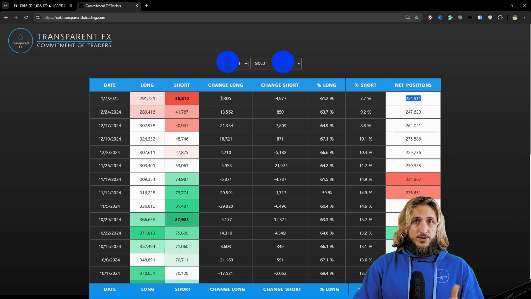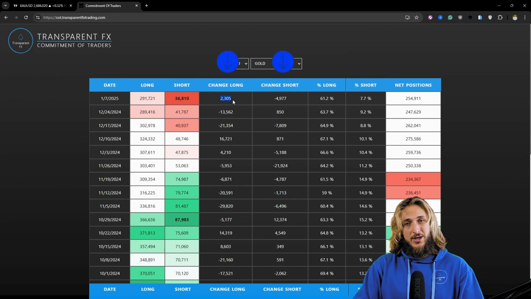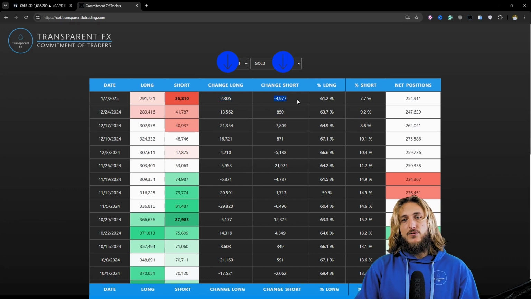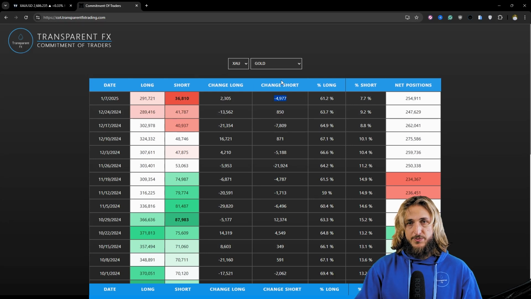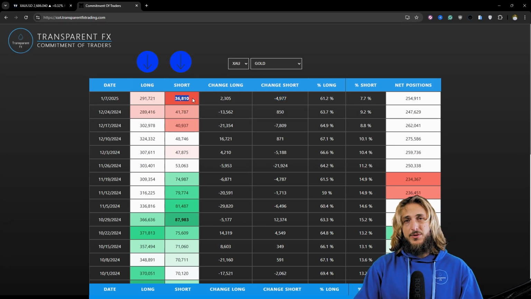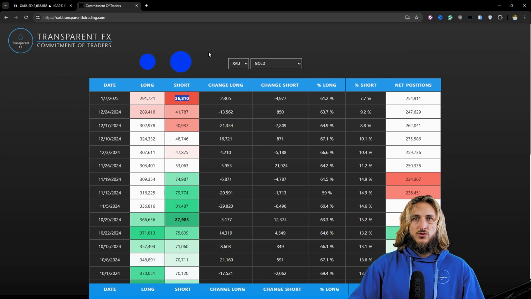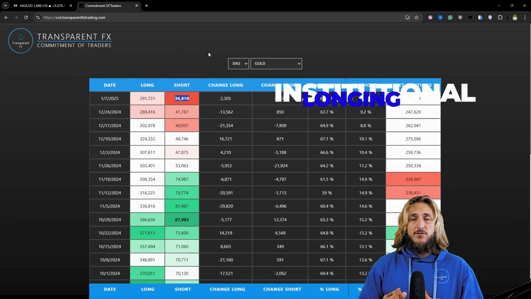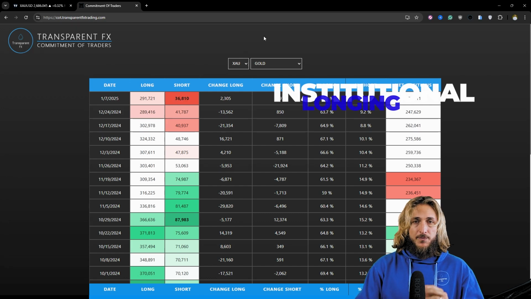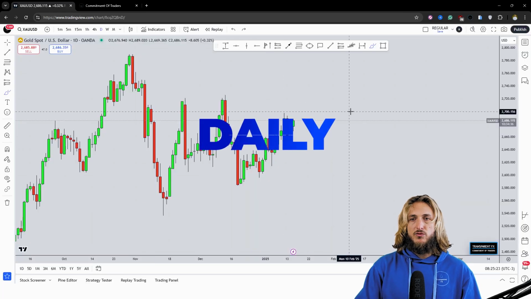So we had a huge increase of net positions with institutions moving back to the bullish side for gold, with the last report showing 2,300 longs added and 4,900 shorts getting closed from an institutional perspective on gold, reaching 291K longs compared to only 36K shorts. So there is a massive amount of longs compared to shorts from an institutional perspective on gold. So let's keep all of this in mind and move back to the chart.